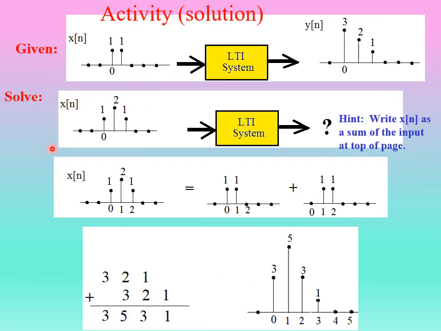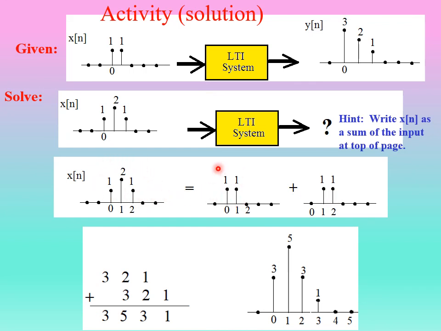Okay, the next one is a little bit more challenging. The input was a 1, a 2, and a 1, which of course doesn't look anything like a 1, 1, which is what we need to get. So the hint here said write the input x of n as a sum of the input at the top of the page. So notice that 1, 2, 1 is the same as a 1, 1, which is this, plus another 1, 1 that's been delayed by 1. Okay, so if I add this sequence here to this sequence here, I get what we're looking for.